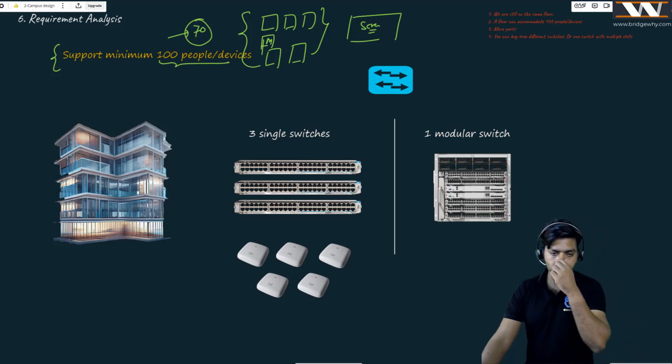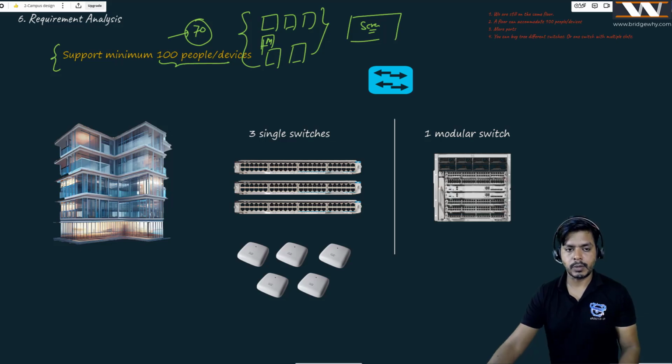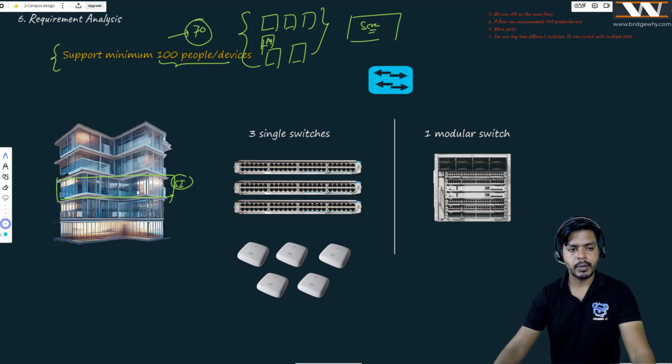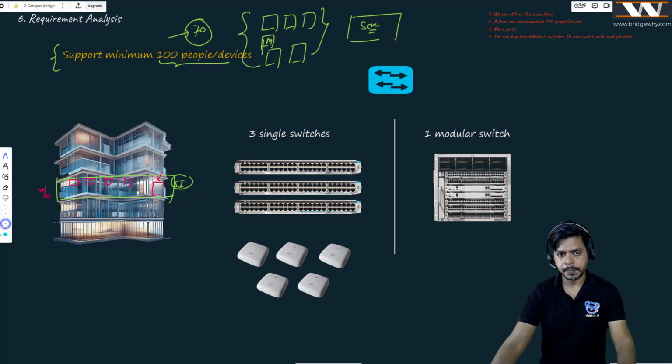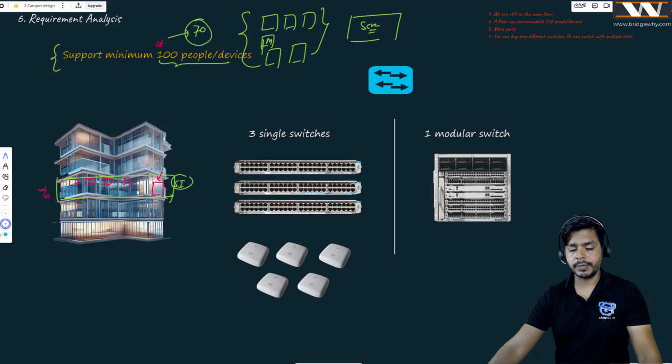Now what I'm doing here is presuming one thing, which Anjali is also saying, that all 100 people are sitting on the second floor of this building. There is no doubt about it. So we are designing one floor only, and it will have access points. It will have a room where all the connections will be coming, and we are presuming that the cabling and everything else is already done. Now, with respect to this requirement analysis, we are thinking how to achieve it.